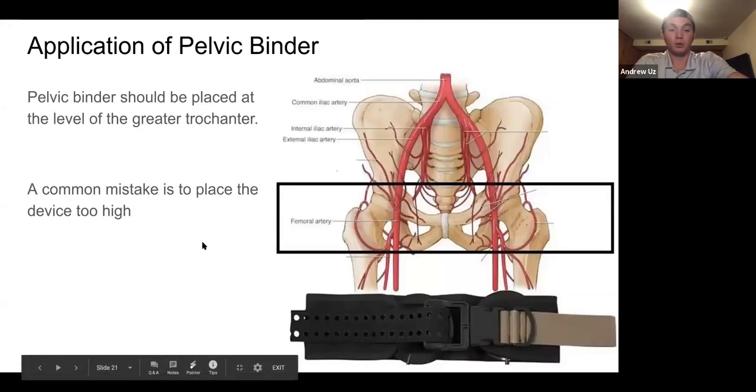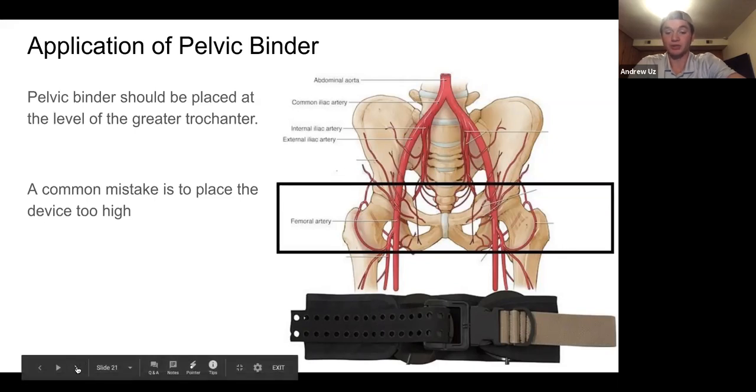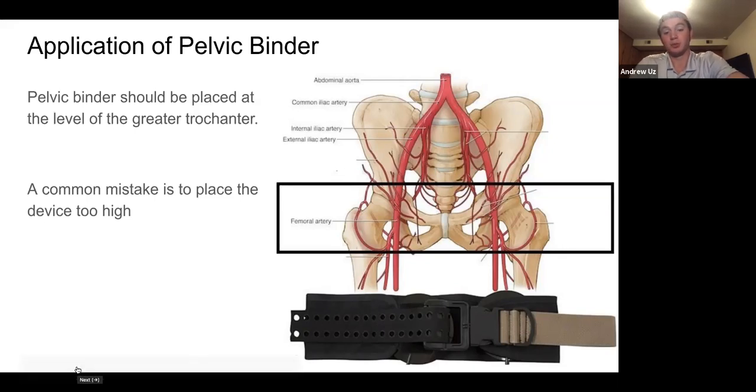If you remember before, the greater trochanters are the very tops, the outward protrusions of the femurs, and that's the level where you want to place the pelvic binder. You're not placing it up too high on the wings here. The reason is that tightening there can actually make the fracture worse, and you want to stabilize the base of this ring, which will be the most stable position for that device. So it's a pretty common mistake to place the binder too high, but just keep in mind where it needs to be.